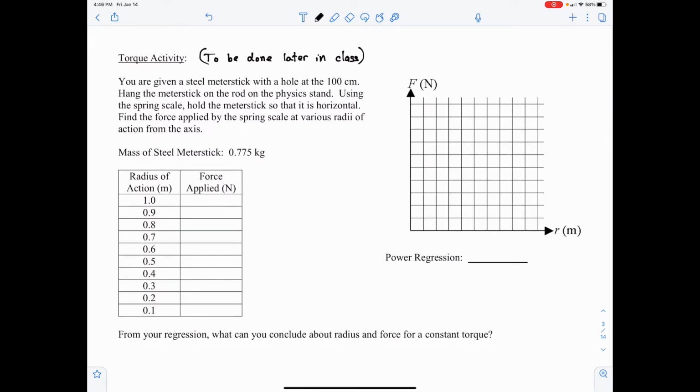Now, the torque activity on page 3, we can skip that for now. That's going to be done later in class.